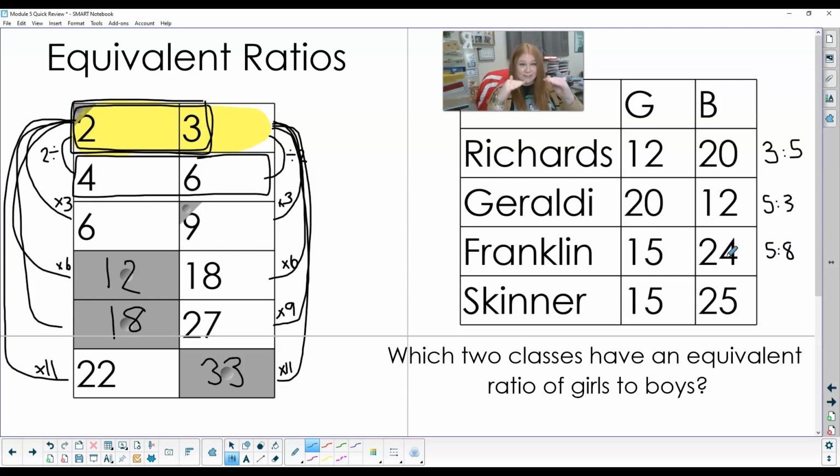Not a match. So, right, this one got smaller and then this one got bigger. They've got to both do the same thing. If one gets bigger, then the other has to get bigger. If one gets smaller, the other has to get smaller, right? What we do to one, we have to do to the other. So, not a match.